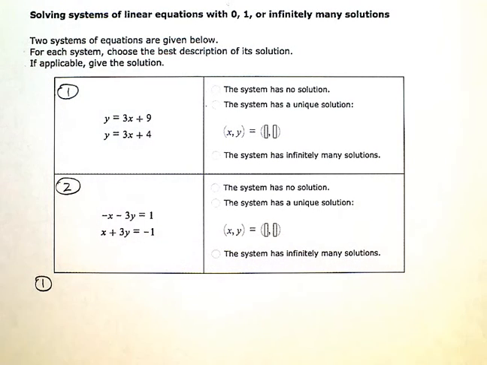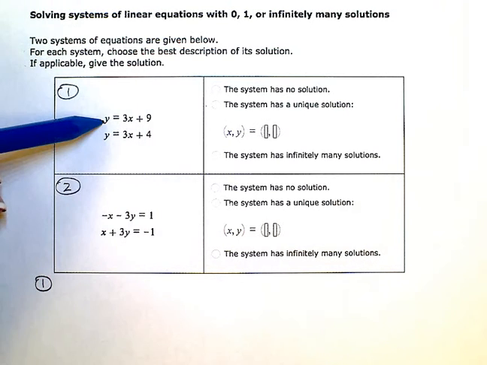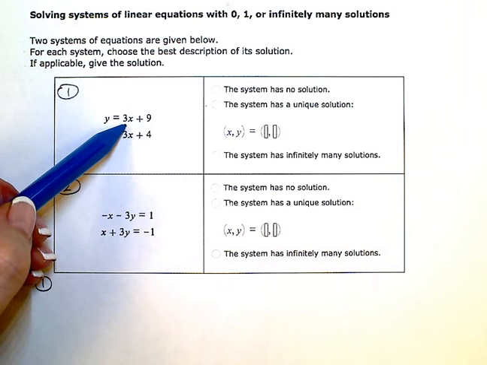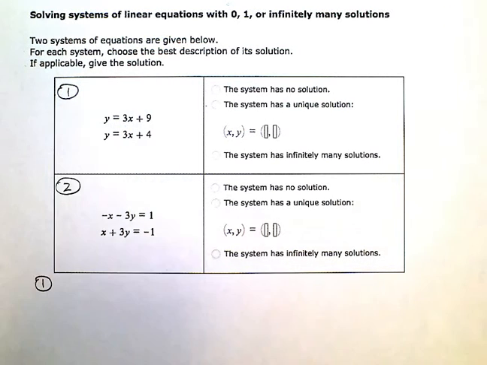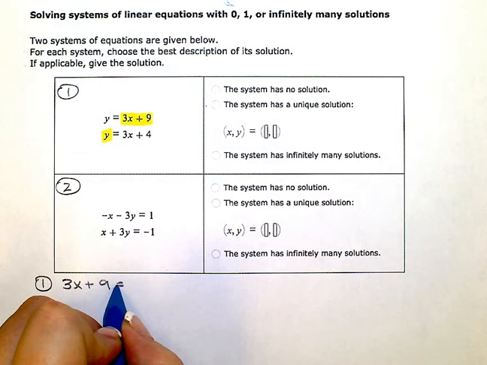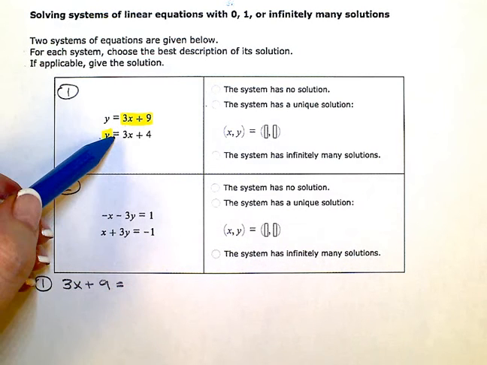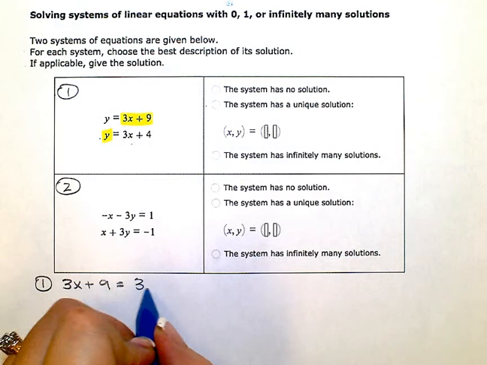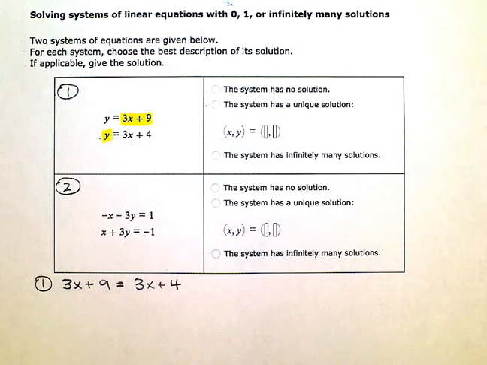I have two equations in y equals form. This top equation is telling me wherever I have a y, I can substitute 3x plus 9. So I'm going to substitute the 3x plus 9 for the y in my bottom equation. When I rewrite that, it's going to be 3x plus 9 equals, because I put the 3x plus 9 in for y, 3x plus 4 on the other side. Then I'm going to proceed to solve this equation.